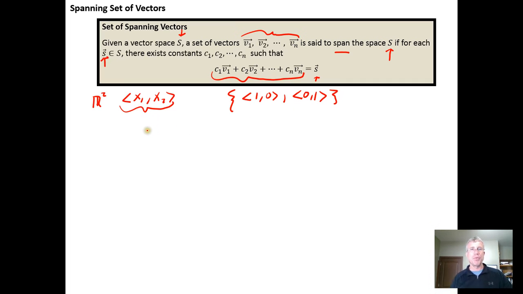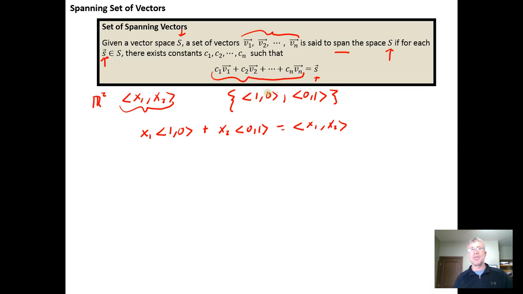So for example, if we write x sub 1 times the vector 1, 0 plus x sub 2 times the vector 0, 1, so here we have a linear combination of these two vectors, this sum will add up to the vector x sub 1, x sub 2. So every vector in R2 has a simple linear combination that represents it using these two vectors.